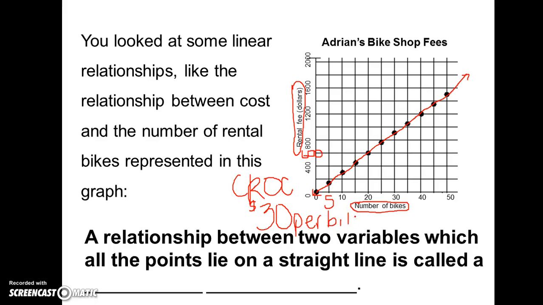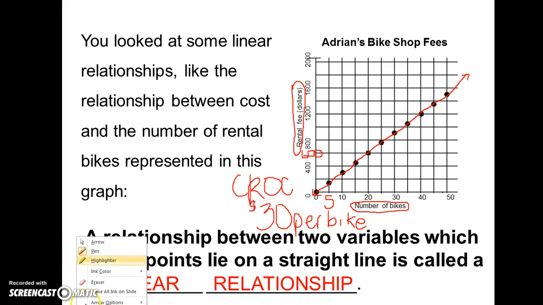So as you can see, not only is it a continuation of variables and patterns, it's also a continuation of what we just did in comparing and scaling. We had some graphs and unit rates too. Now, when you have a straight line, a relationship between two variables which all points lie on a straight line is called a linear relationship.